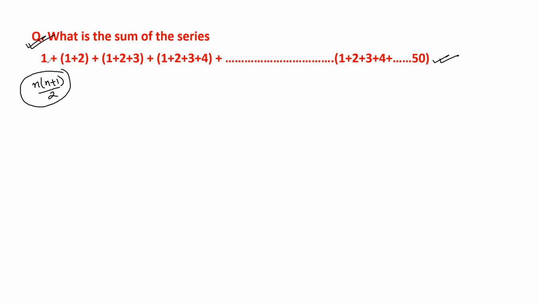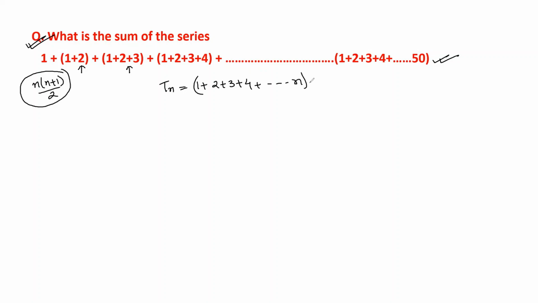So here the first term is 1, the second term is 1 plus 2, the third term is 1 plus 2 plus 3, and so on. So the nth term Tn can be written as 1 plus 2 plus 3 plus 4 till n. As for the second term, the last number is 2. For the third term, the last number is 3. For the fourth term, the last number is 4. So for the nth term, the last number would be n.